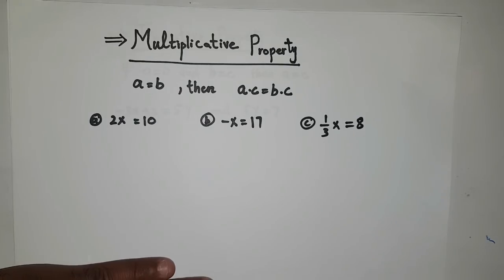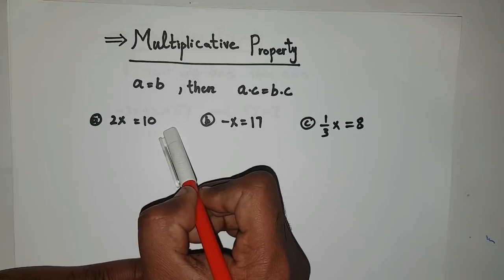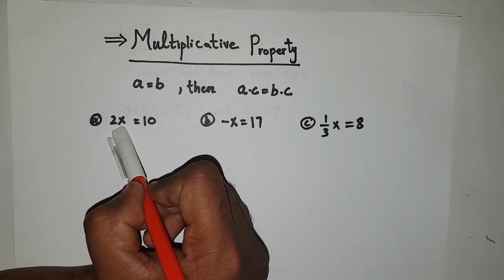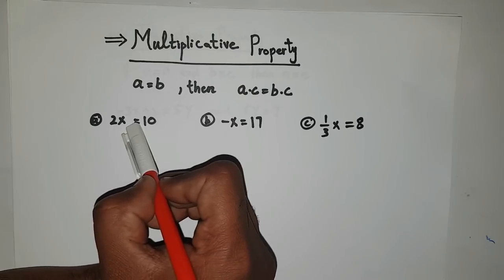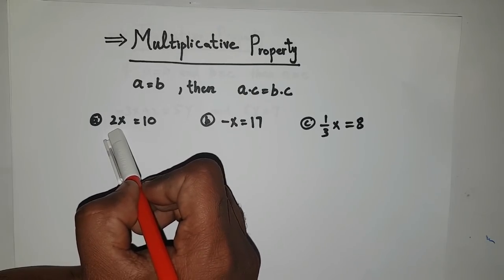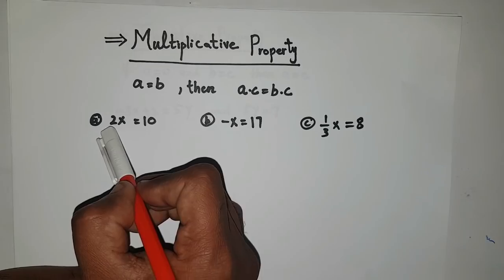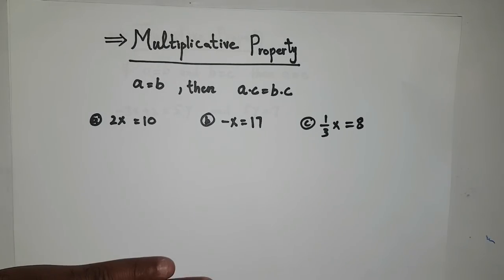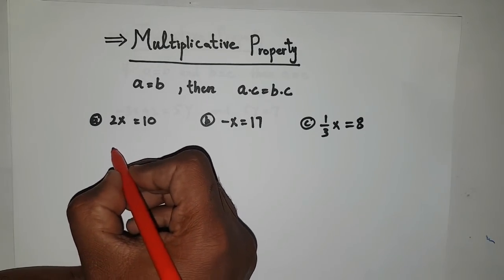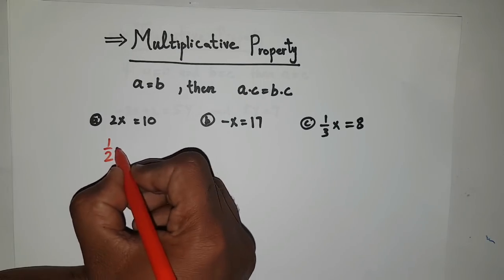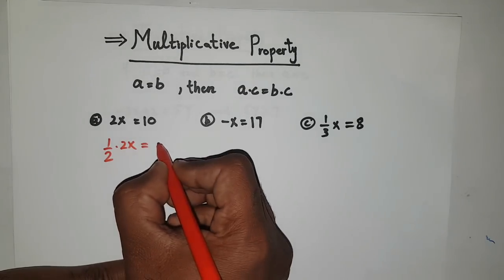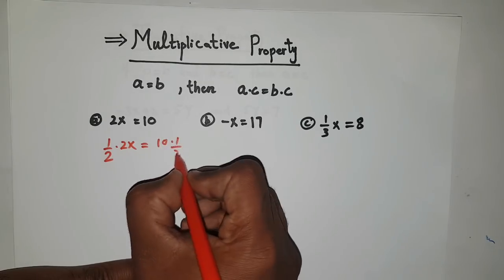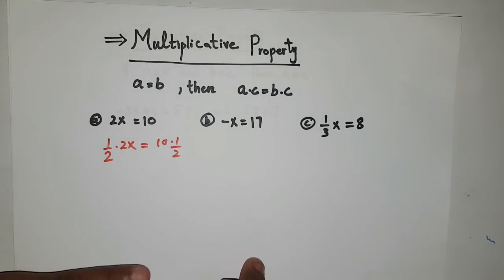The next example is 2x is equal to 10. We want to solve it for x, so we have to remove 2 from the left side of the equation, and we can only remove 2 by multiplying it with its reciprocal. The reciprocal of 2 is 1 by 2. So we will multiply 1 by 2 on both sides of 2x is equal to 10.